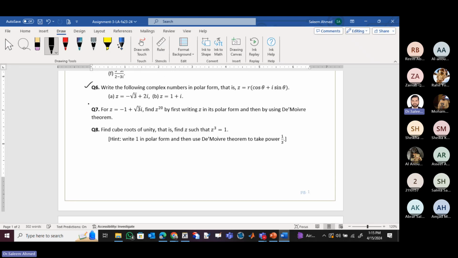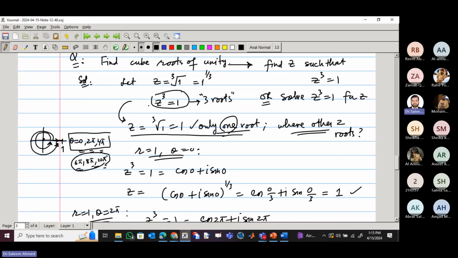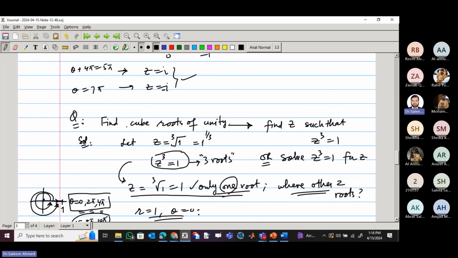These are the main three questions: find the polar form of z; find z to the power 20 by writing the polar form and then use De Moivre's theorem, which I did, right? Similarly, find the cube roots of unity. I just did this for you. Problem number 8 is done here. This is question number 8 from the assignment, right?